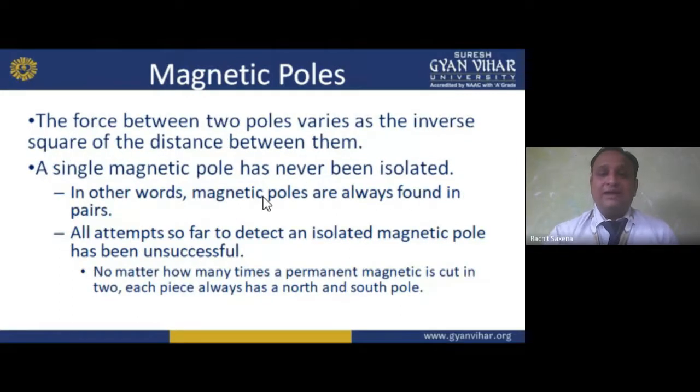Now, magnetic poles, again, have a theory. The force between two poles varies as the inverse square of the distance between them.